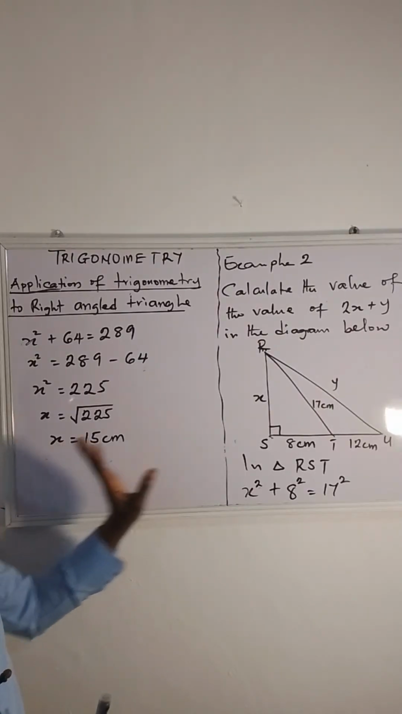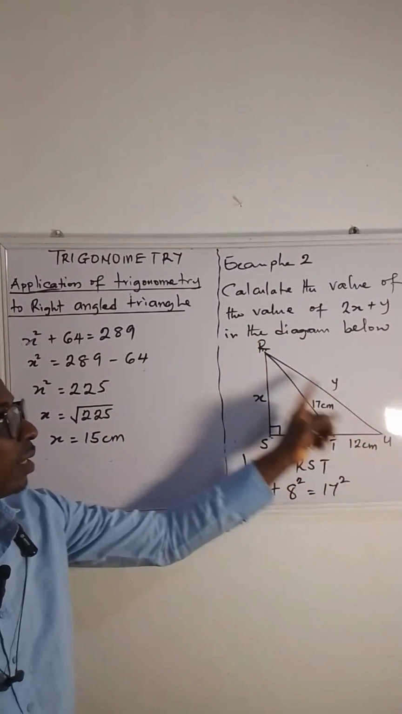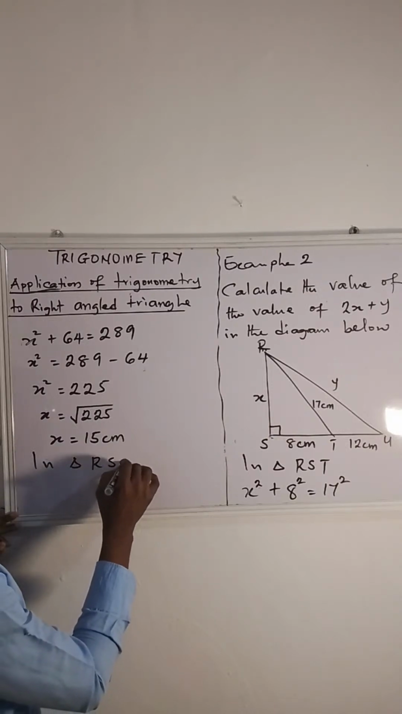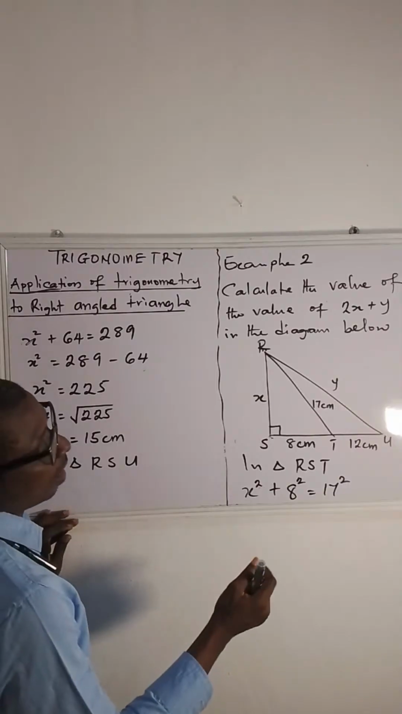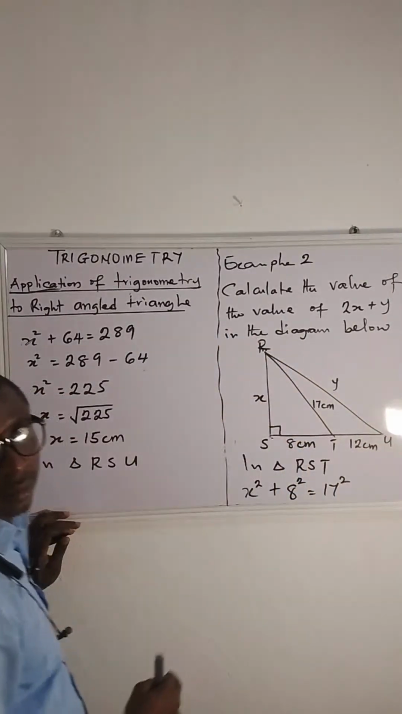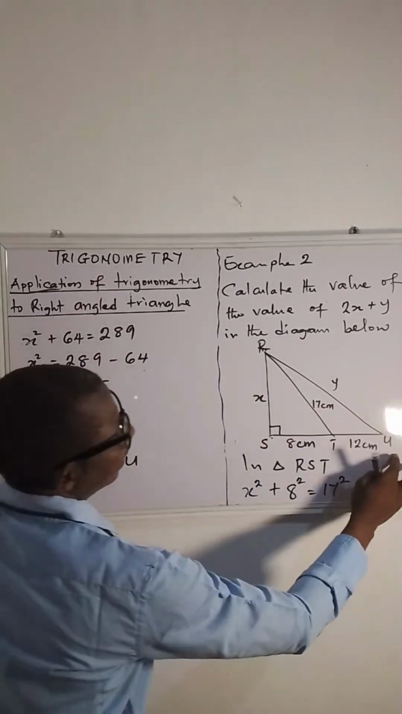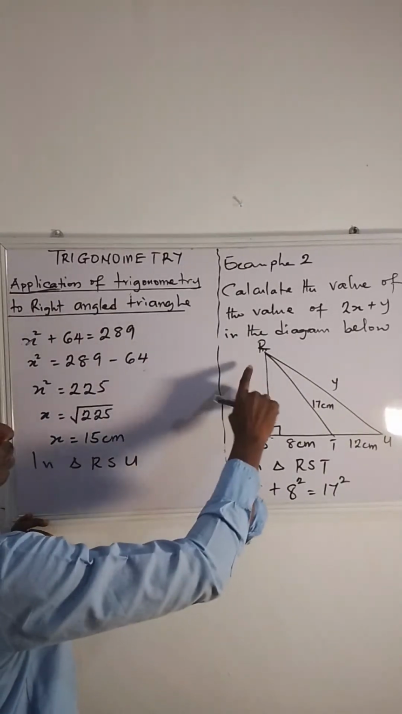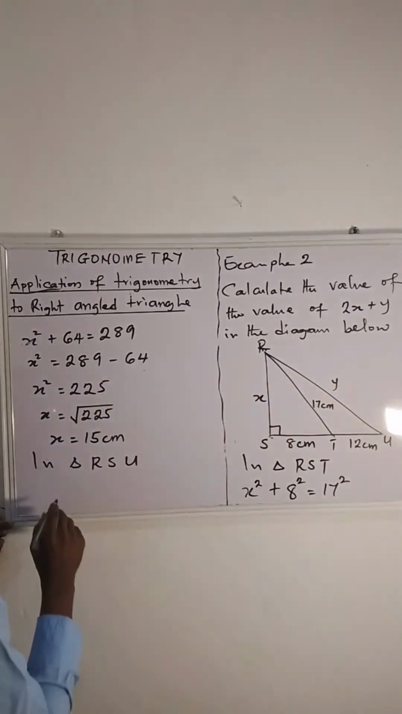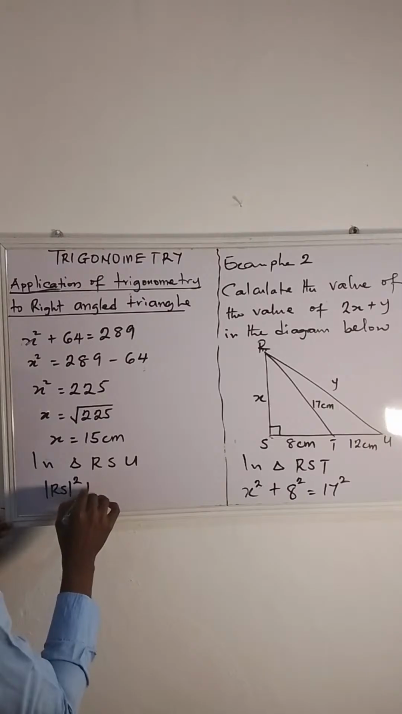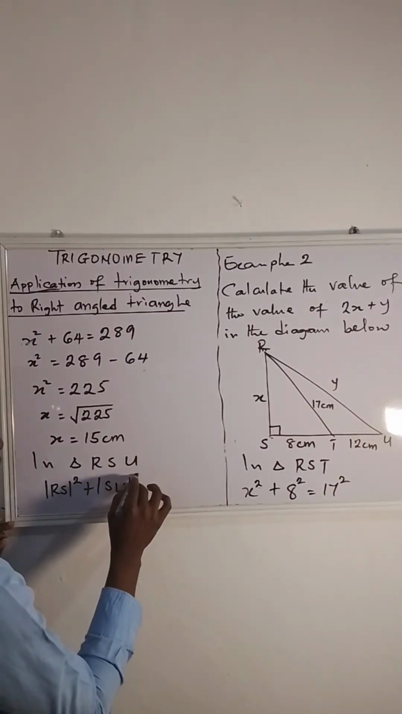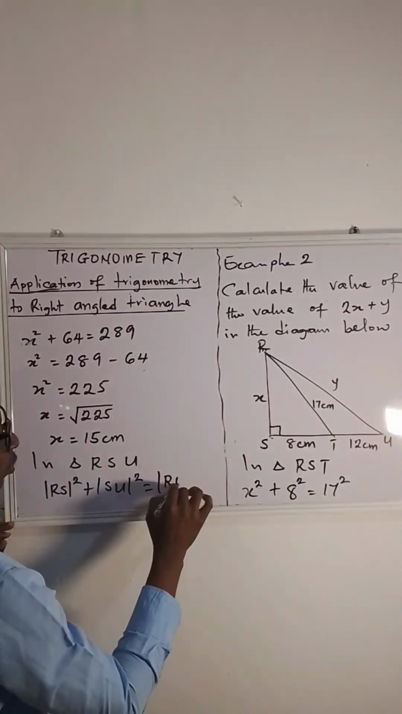Now let us look at the second part. Now we want to get the value of y. So we consider this big triangle, triangle RSU. So I will start by writing in triangle RSU. Okay, so now when you look at this triangle RSU, this is the first side, this is the second side, and this is the third side. Hope you understand that. So we have the square of the first side plus the square of the second side equals the square of the third side. Now, what's the first side? We have RS square plus this side SU square equals the hypotenuse, that's RU square.